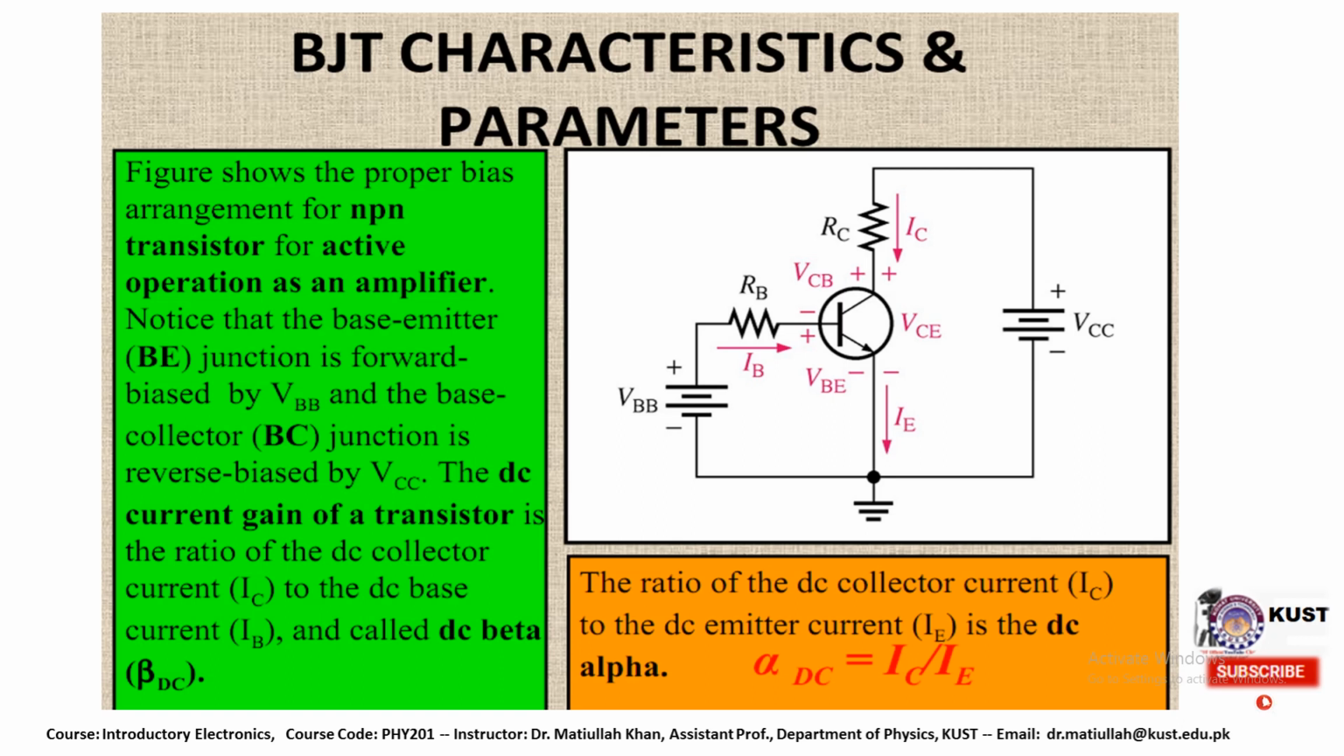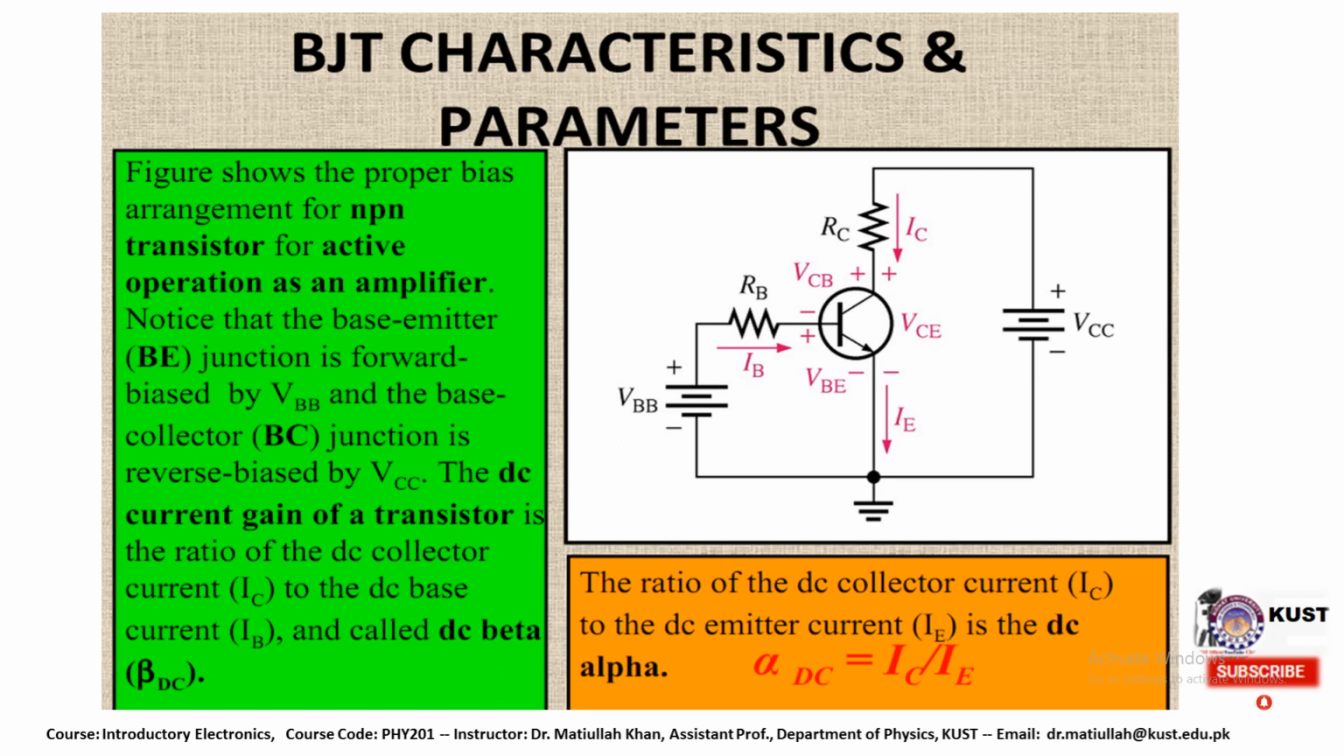We need to know some other properties of the BJT when it is used in a circuit. In this arrangement, some transistors are used when the BJT is in the circuit. This figure shows the proper bias arrangement for an NPN transistor for active operation as an amplifier, where the same transistor is used as an amplifier.